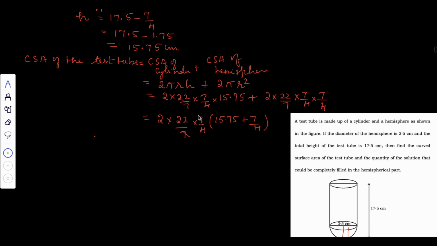Here 7 and 7 we can cancel. 2 times it goes. Here 11. So we are getting here 11 into 15.75. When we divide 7 by 4, we are getting 1.75. Add this together, 11 into 17.5. So when we multiply, we are getting 192.5 centimeters square. And this is the curved surface area of the test tube.